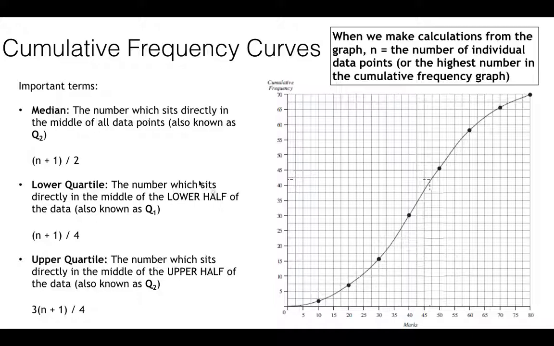So the number which sits directly in the middle of the lower half of my data is the lower quartile, Q1. The number that sits in the middle of the upper half of my data is the upper quartile, and that there should read Q3, not Q2. So do be careful when you're using the Qs. This one here should be a Q3 and not a Q2.